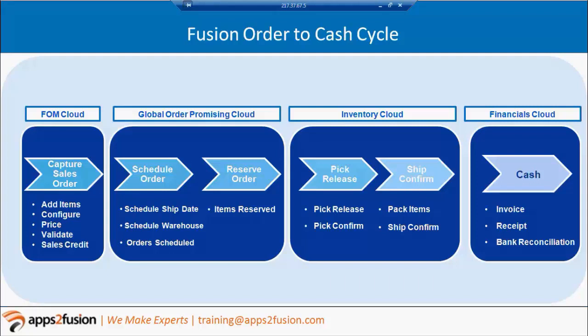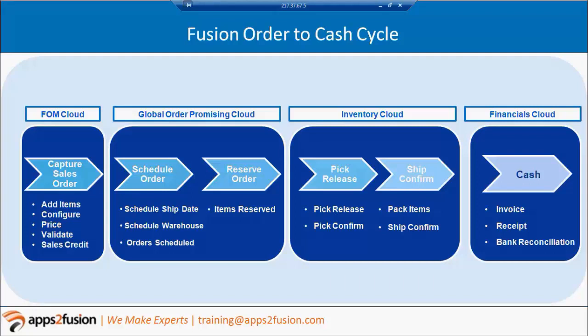Next, after the schedule is the reserve, in which the items are reserved to check whether we really have enough on-hand quantity or any other source to meet the demand. Those kinds of things are handled by the reserve order.